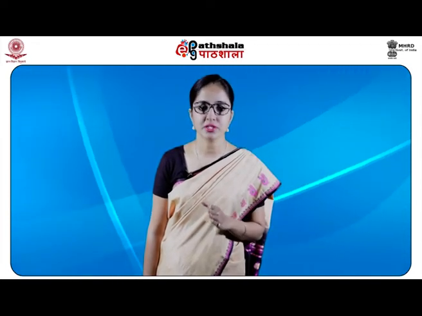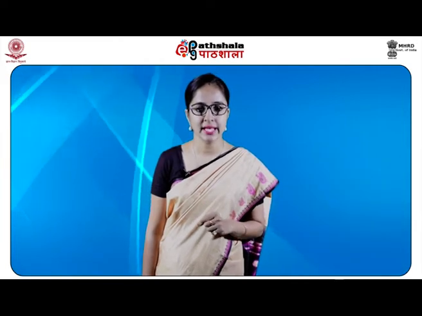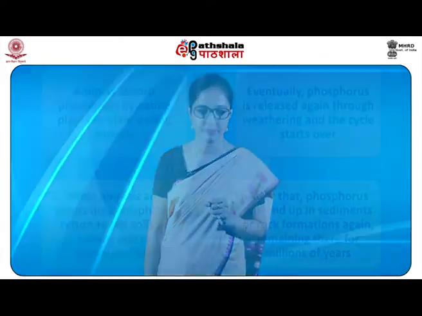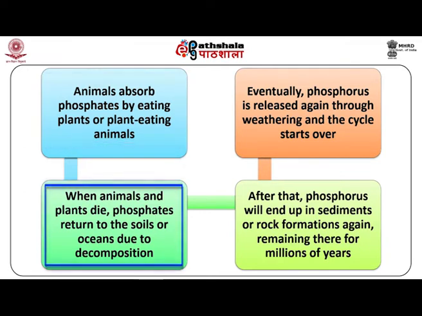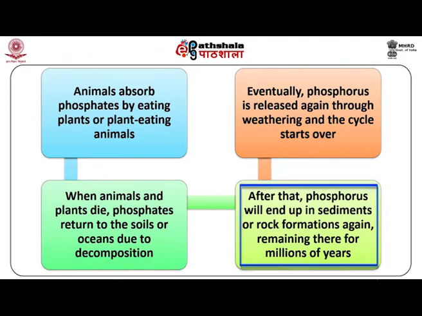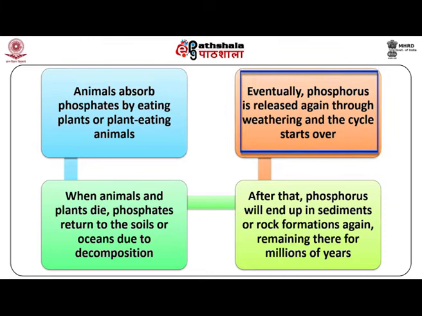Phosphorus is absorbed by the soil, water and plants very easily and it is produced from the rocks. Animals absorb phosphates by eating plants or plant eating animals. When animals and plants die, phosphates return to the soils or oceans due to the decomposition process. After that, phosphorus will end up in sediments or rock formations once again, remaining there for millions of years. Eventually, phosphorus is released again through weathering and the cycle starts over again.